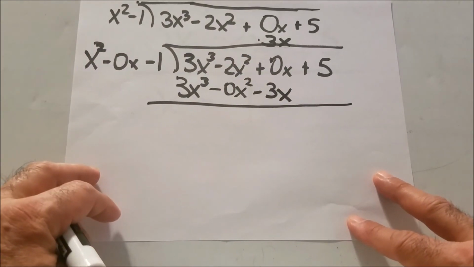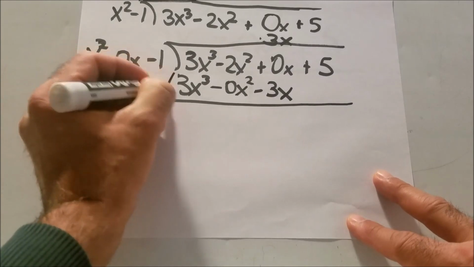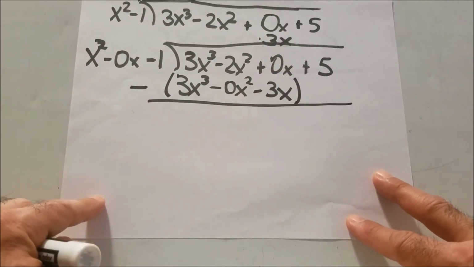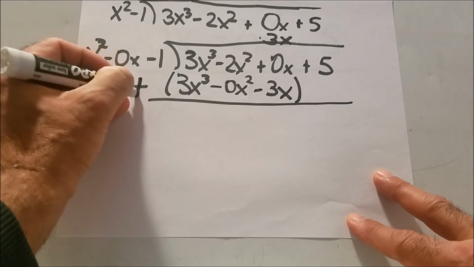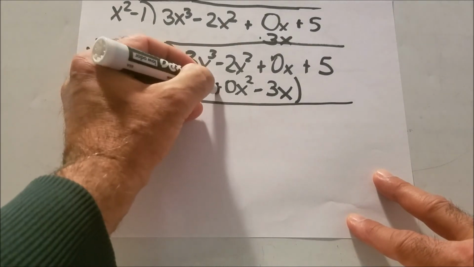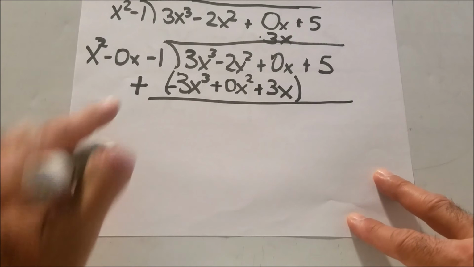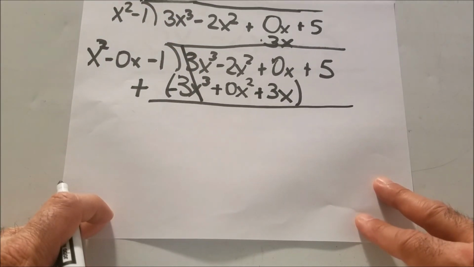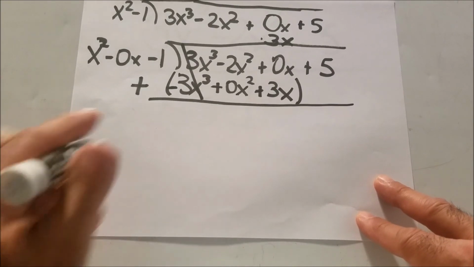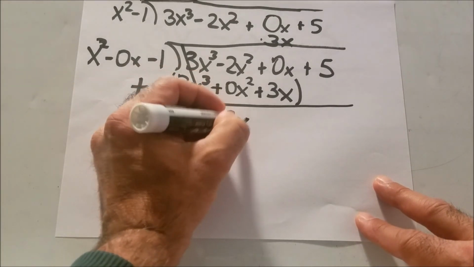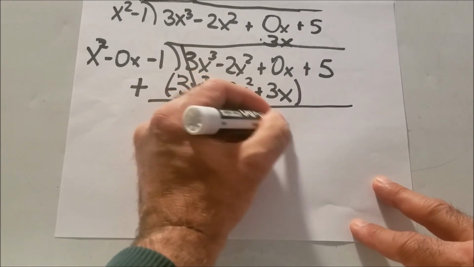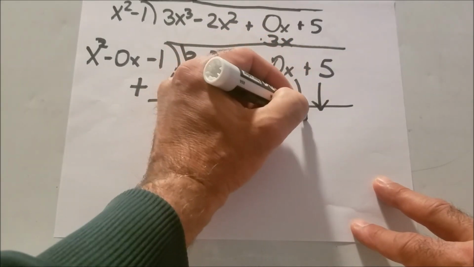Okay, looks kind of weird, right? Remember, we are subtracting. So we have keep, change. This becomes a negative, and everything else will become positive. So this cancels out. So let's look at it for a minute. Negative 2x squared plus 0x squared is going to give us negative 2x squared. And a 0 plus a 3 just gives us a 3x. And then we'll bring down the 5.